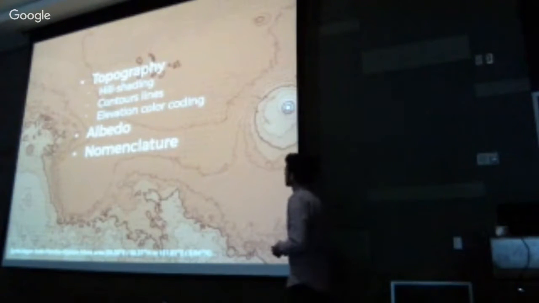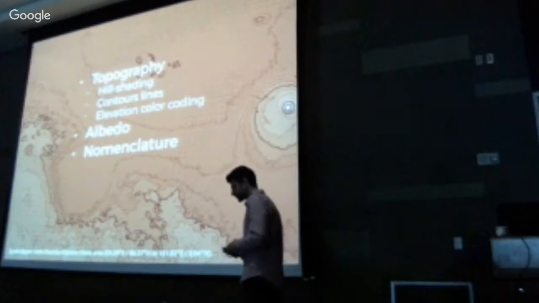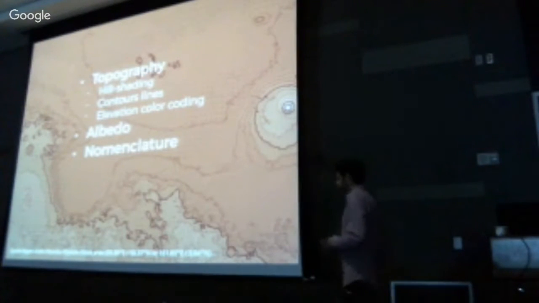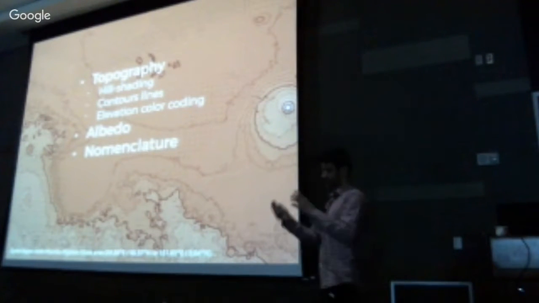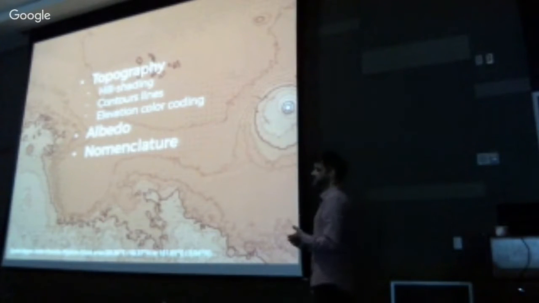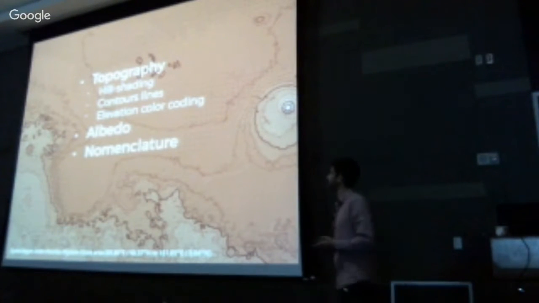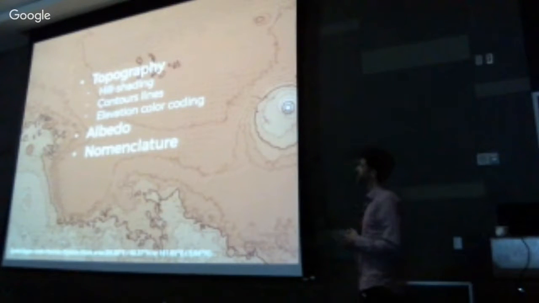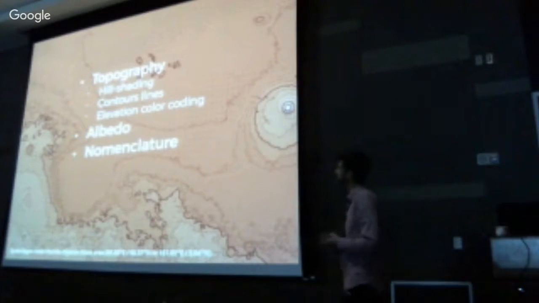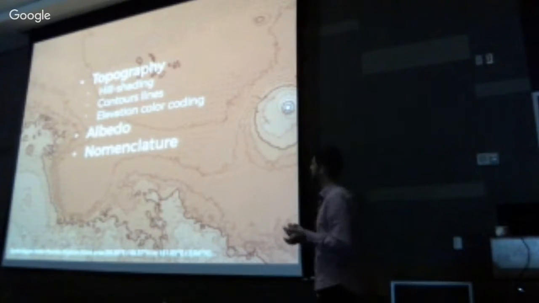This is what we've been working on in the last few weeks in terms of starting to craft this base map. The difference from the other existing raster-based maps is that this base map is first going to be all vector, and it's going to be a combination of different data sets. Those are the main three data sets that we have identified so far: the topography, the albedo, and the nomenclature.